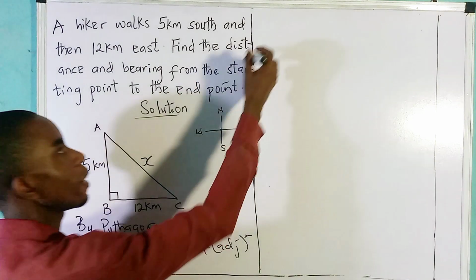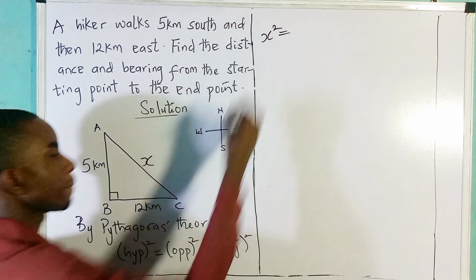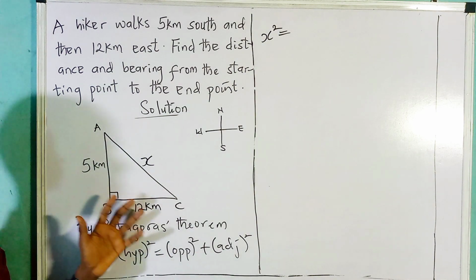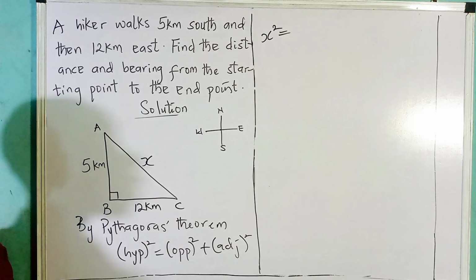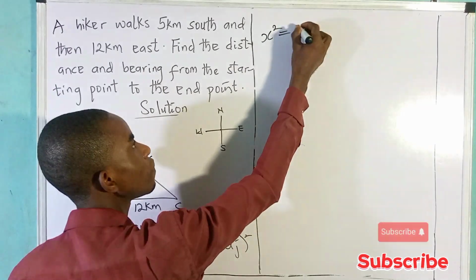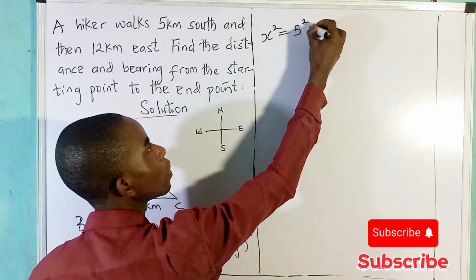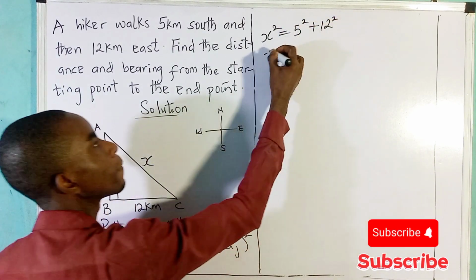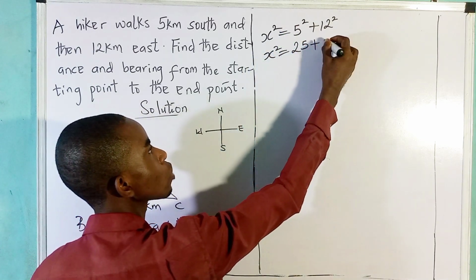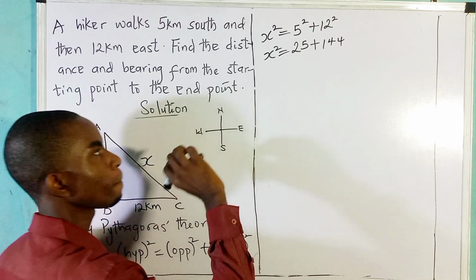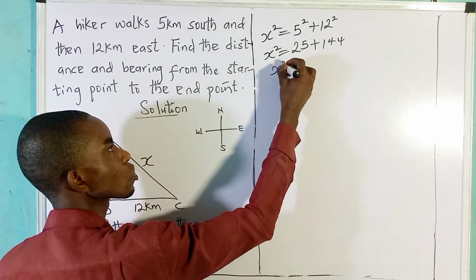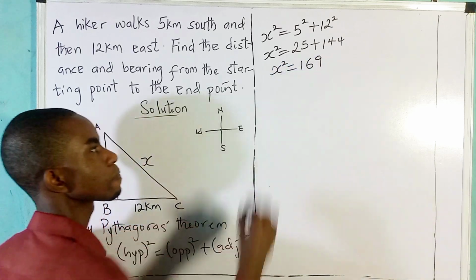So x squared, which is the hypotenuse, will be equal to opposite plus adjacent. I'm going to use any of them as my opposite and my adjacent for this question. So I can take 5 squared plus 12 squared. So x squared will be equal to 5 squared is 25, 12 squared is 144. 25 plus 144 is 169. So x squared equals 169.